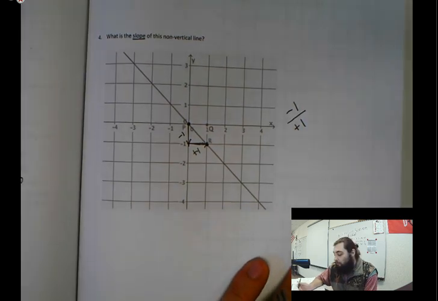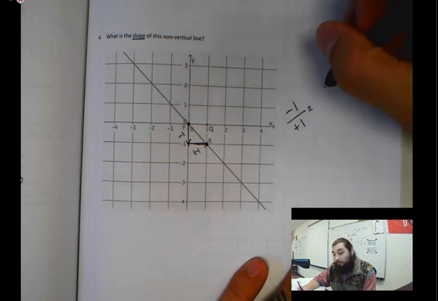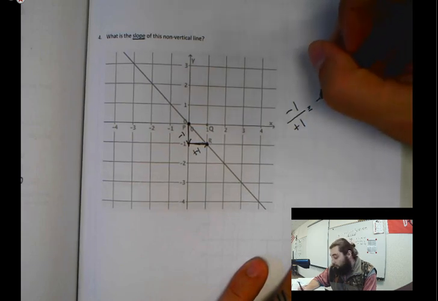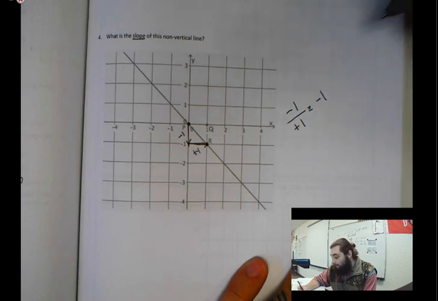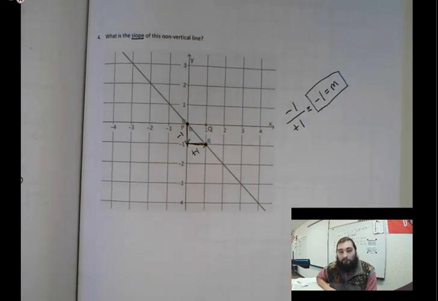We need to remember our multiplication rules. A negative divided by a positive is going to give us a negative. So our slope for this particular line is a -1. Our m is equal to -1 for this line.